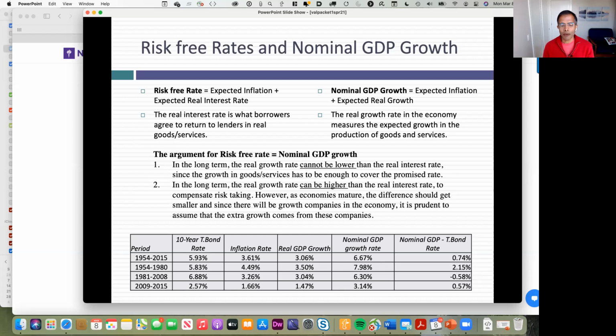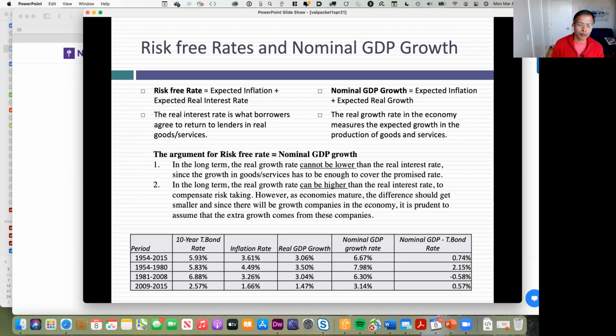I don't know whether you remember, but the way I was taught expected real interest rates in my econ class is my professor kept talking about apples. So what the heck are you talking about? He said, if you borrow 100 apples today, and you have a 2% real interest rate, you have to return 102 apples a year from now.